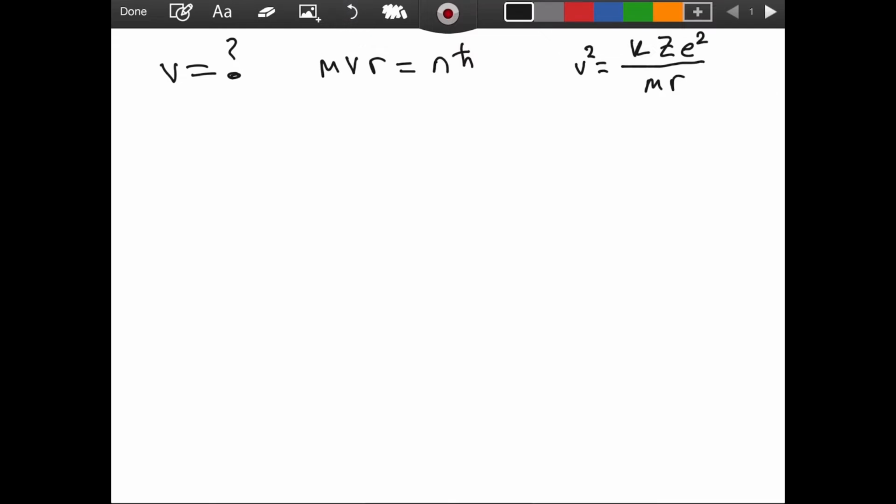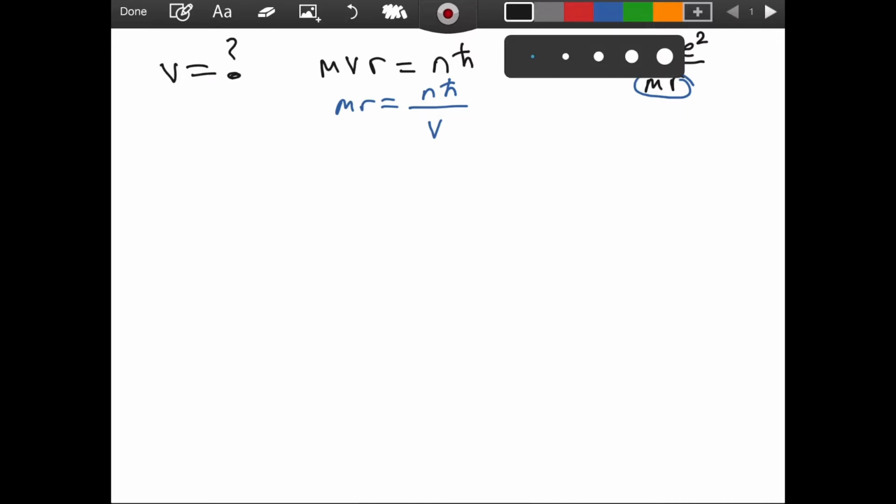So in this case, I want to substitute for mr in this V squared equation. How can I solve for mr? I can solve for it in the first equation. If I divide both sides by V, I am going to get that mr is equal to n times h bar divided by V. And now I am going to substitute this.